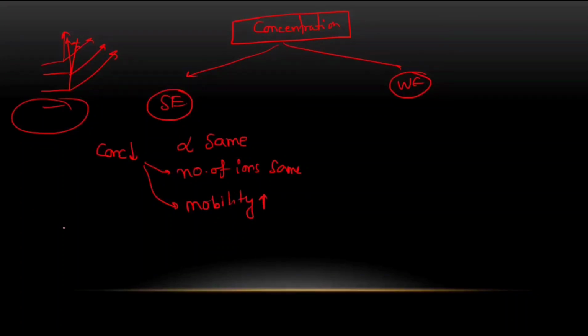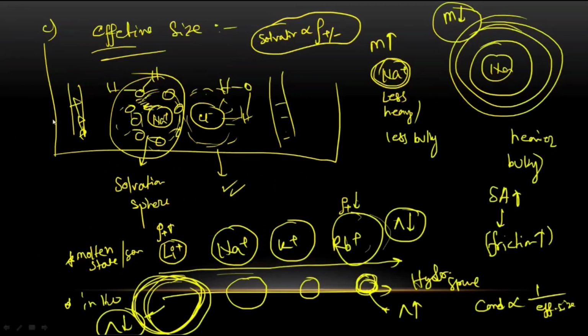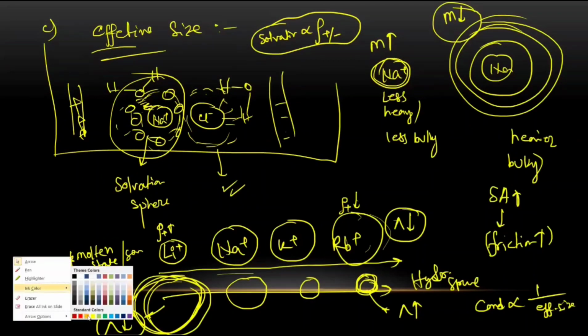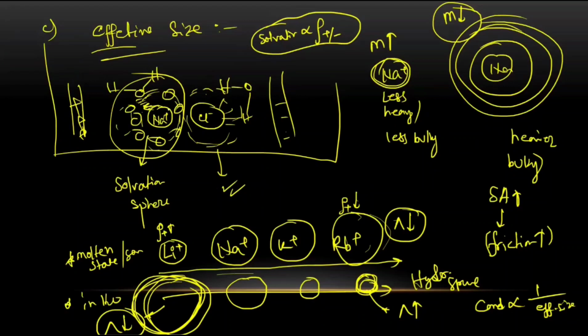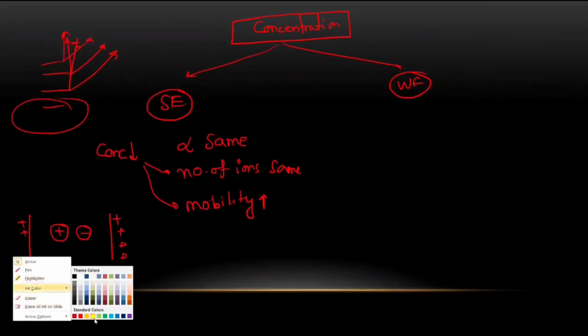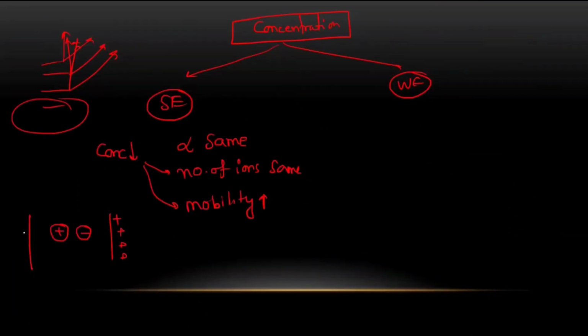Why will mobility be higher? Let's see very carefully. Initially there was a cation and an anion, and there were two electrodes. Here I have made one mistake, I'm clarifying: Na plus will move towards the negative electrode, and Cl minus will move towards the positive one. But there is an electrostatic force of attraction between them, isn't it?